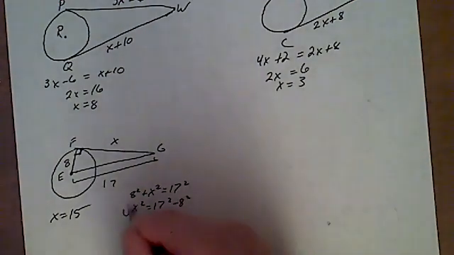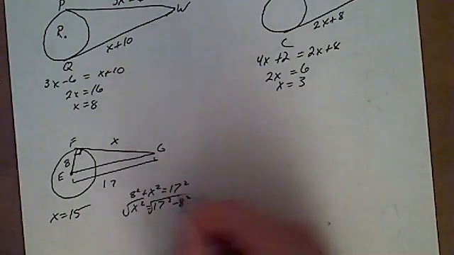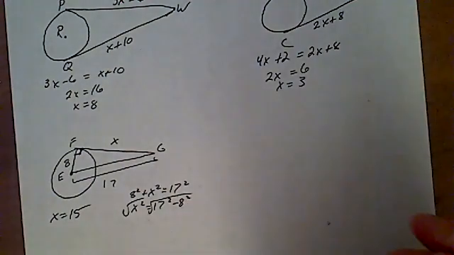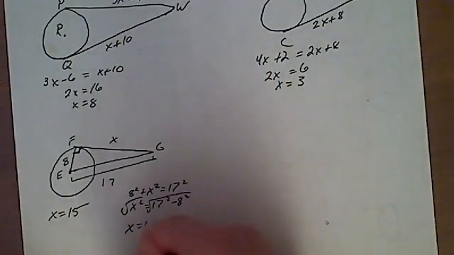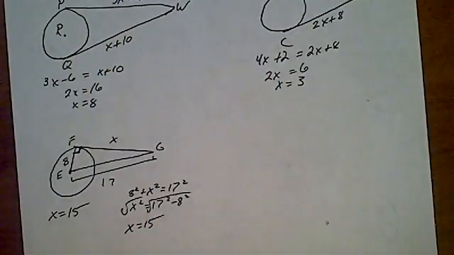Subtract 8 squared from both sides, take the square root. I don't always do it this way, but I actually like it better. That way you can just put into your calculator the square root of 17 squared minus 8 squared, which is really all we care about. We don't care about what the other parts are. And you get x is 15 very quickly that way as well.